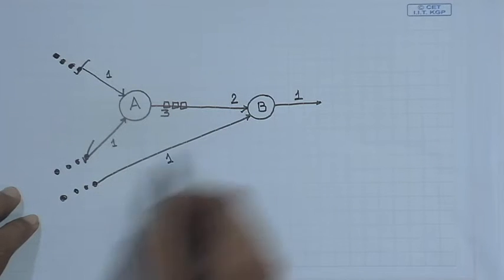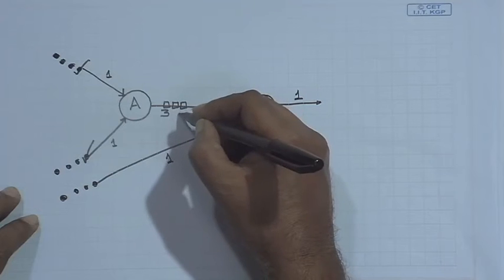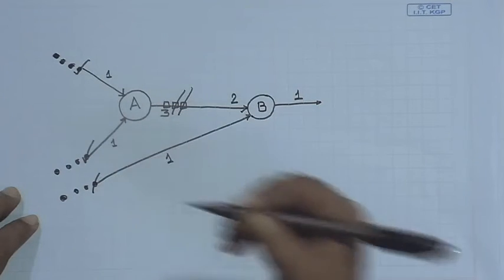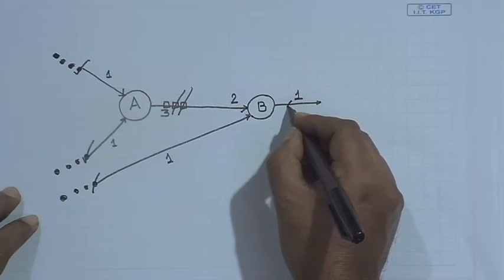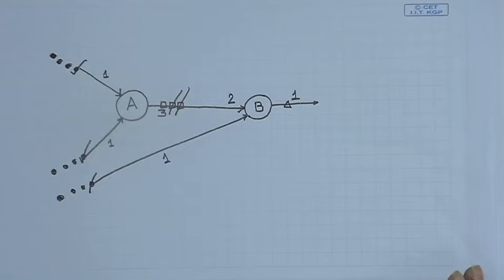Now, this one is ready. Why? Because this needs 2. So, this one will be taken up, this one will be taken up, this one will be taken up, and 1 token maybe will be produced here, right. That is the flow. Now, 2 are being taken.